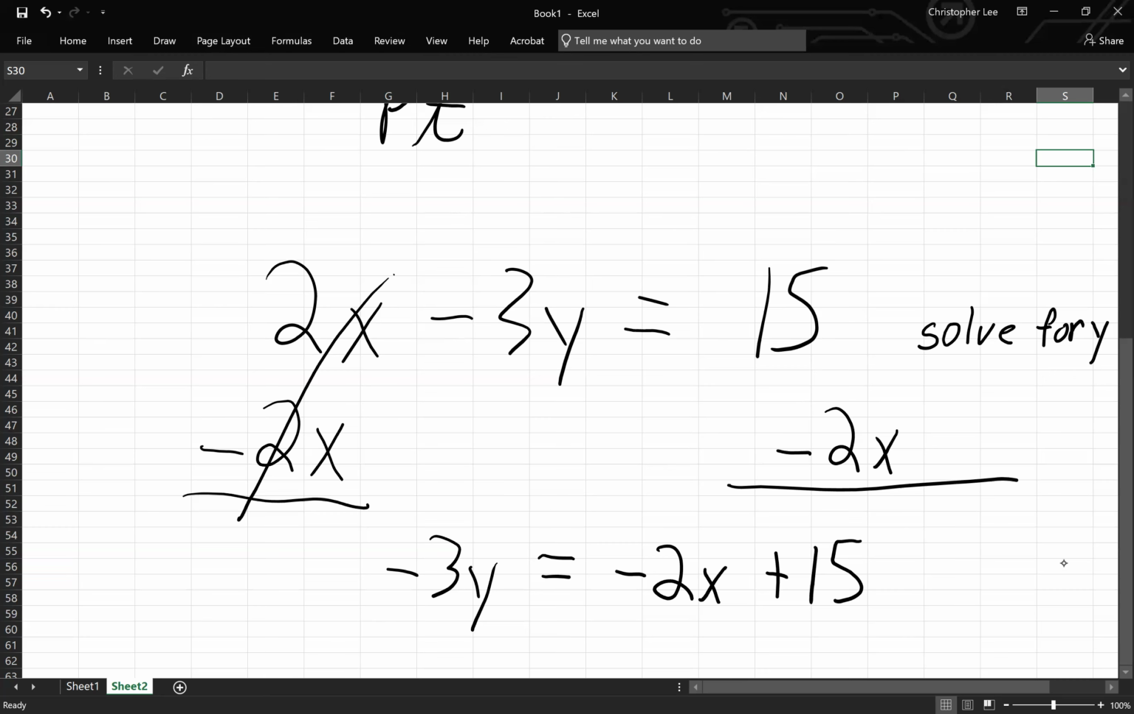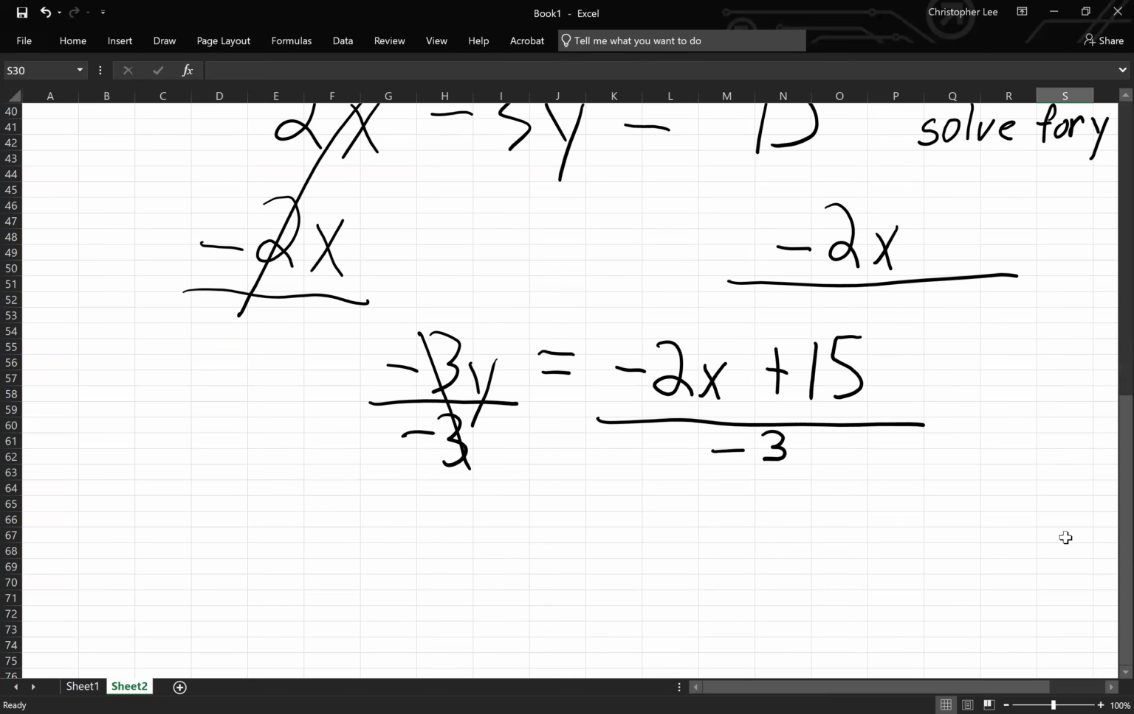So now you want to get rid of whatever numbers in front of the y, right? So I'm going to divide by negative 3. But what I do to one side, I do to the other, right? Simplify this down. So this becomes y is equal to a negative divided by negative is positive, right? Negative divided by negative is positive. So this is 2 over 3x. A positive divided by negative is a negative. And then 15 divided by 3 is 5. So this is my answer.